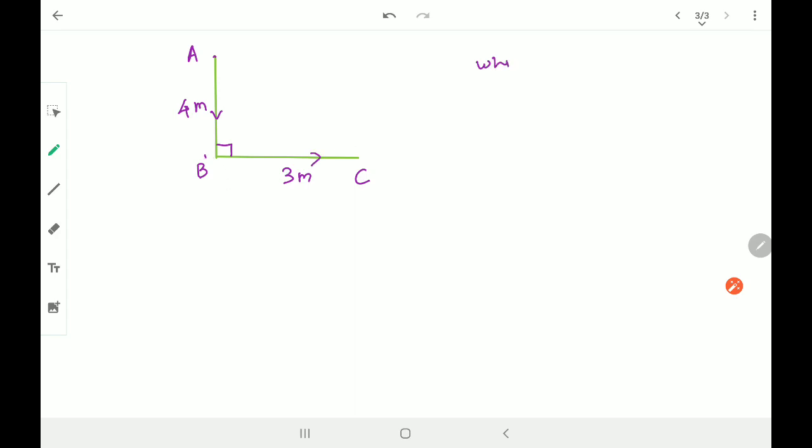What is my distance? That means how much distance I covered. So my answer is 7 meter. So what is my displacement? Isn't displacement nothing but the distance from A to C?